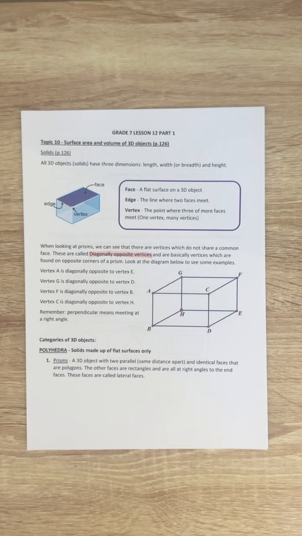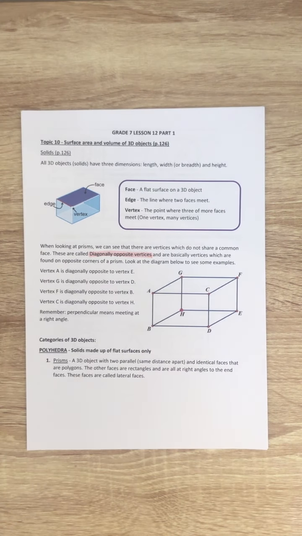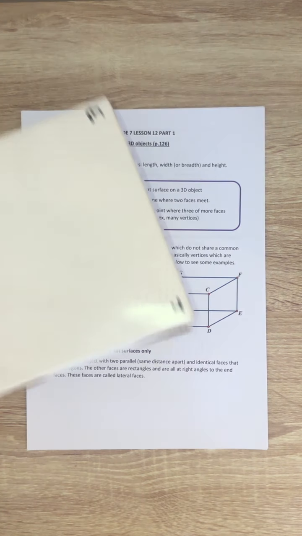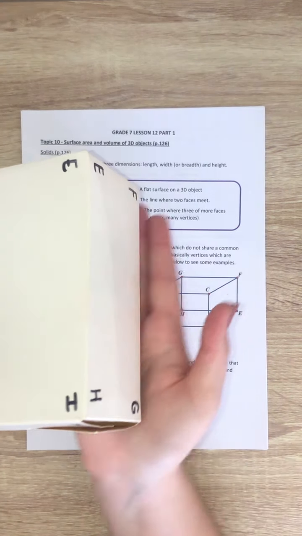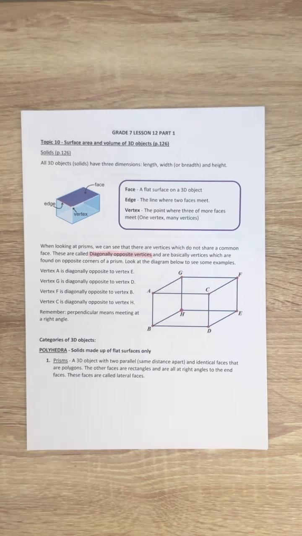It's a good idea maybe to find a cube shape at home, like I did over here with this box, and you can write the vertices on and play around to find your diagonally opposite vertices. Then just something to remember: when I talk about lines being perpendicular or faces being perpendicular to each other, that means they meet at a right angle. So if we look at our shape here, this face and this face form a perfect 90-degree angle, so those two faces are perpendicular.